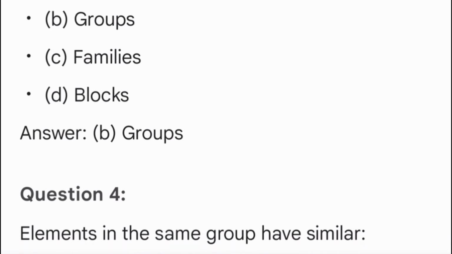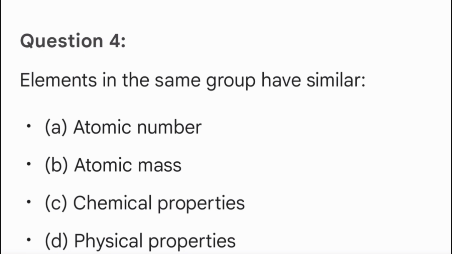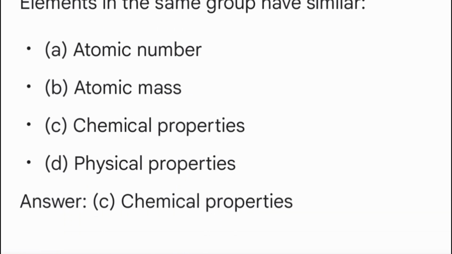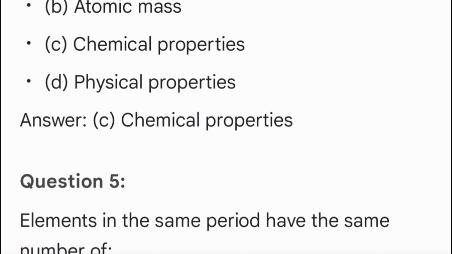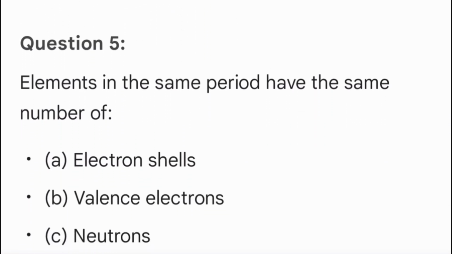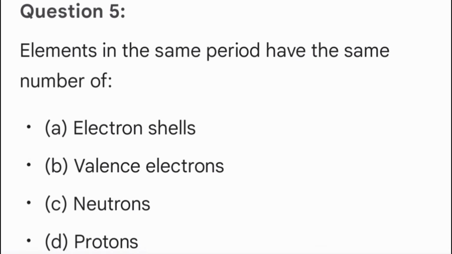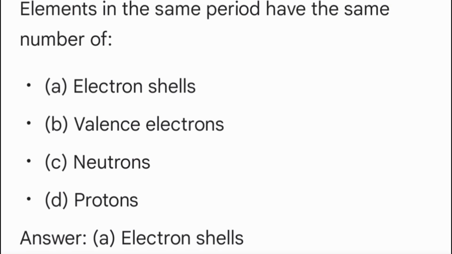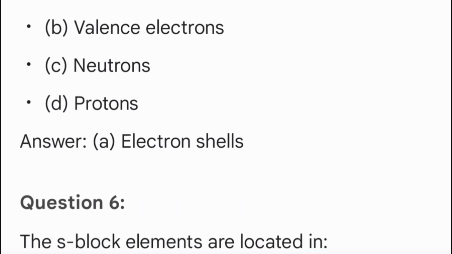Question 4. Elements in the same group have similar: A. Atomic number, B. Atomic mass, C. Chemical properties, D. Physical properties. Answer: C. Chemical properties. Question 5. Elements in the same period have the same number of: A. Electron shells, B. Valence electrons, C. Neutrons, D. Protons. Answer: A. Electron shells.